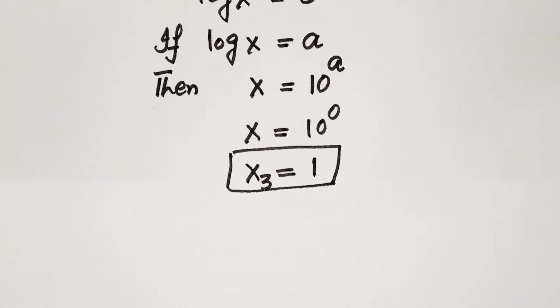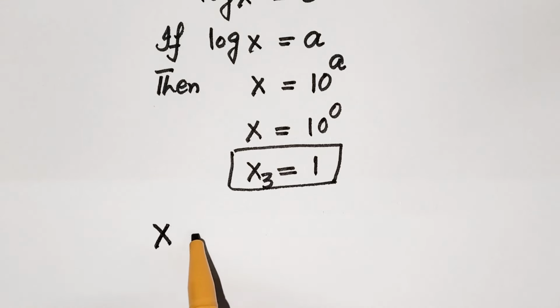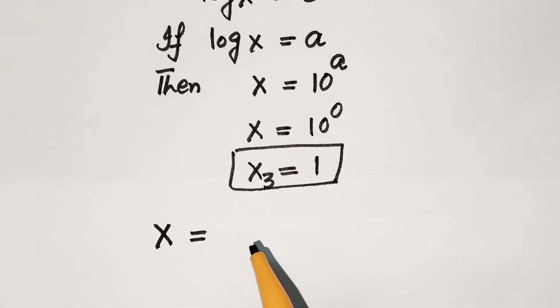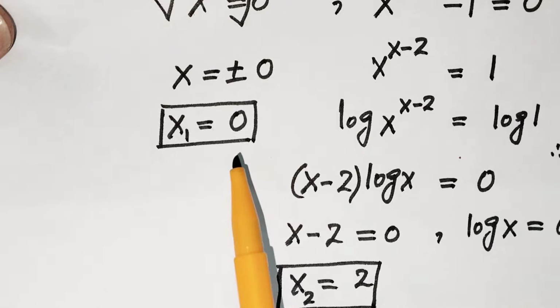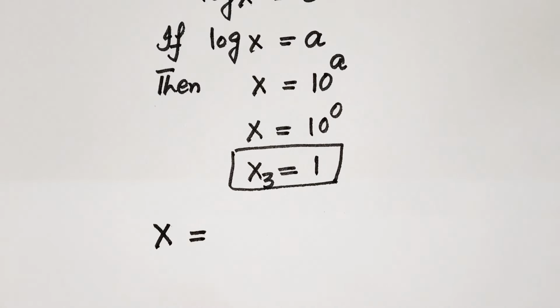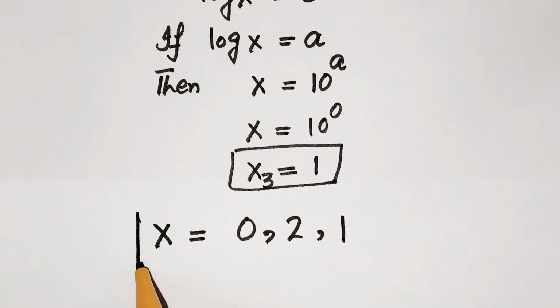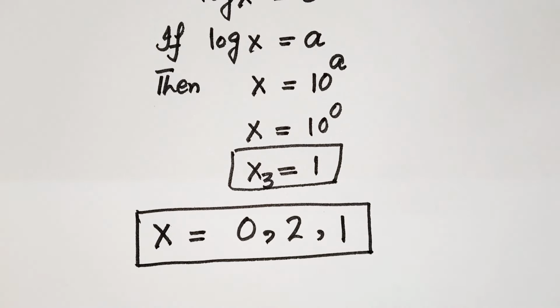Now we have three values of x. The value of x1 is 0, x2 is 2, and x3 is 1. So these are our values of x. Let's check our results.